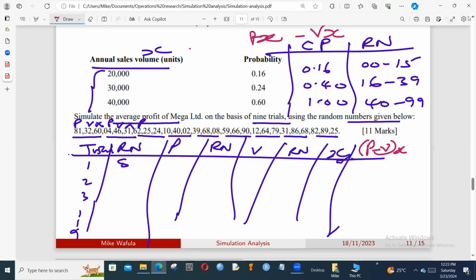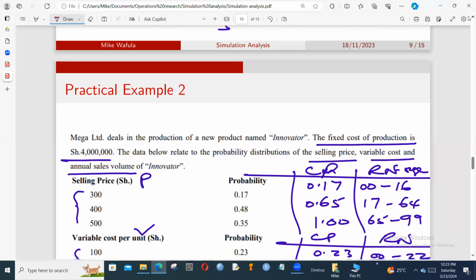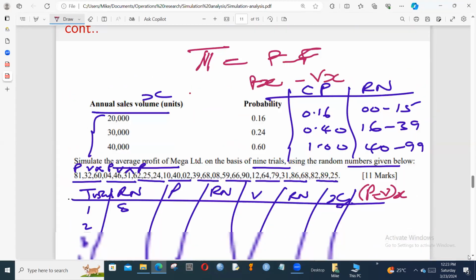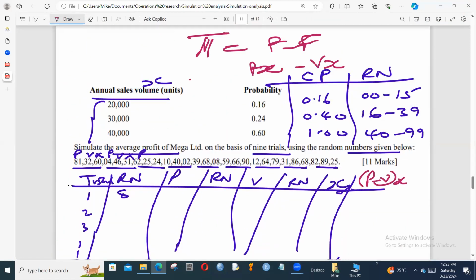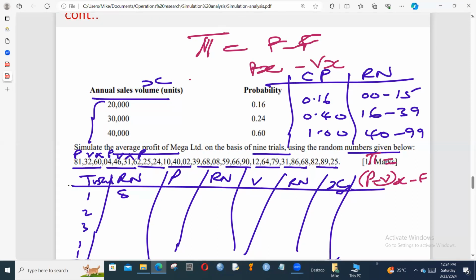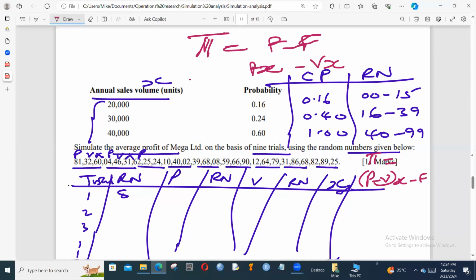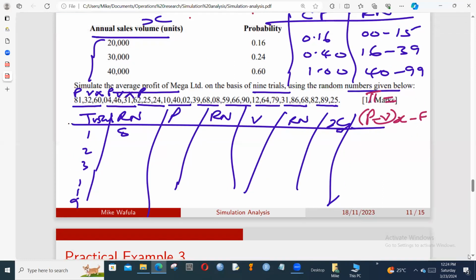Then we are talking of fixed cost. I gave you a value of what? Fixed cost of production is 4 million. So we minus that fixed cost. So this is what is going to be the profit equal to. Good. Now let's begin first of all creating a worksheet so that we fill in. So let's create a worksheet with the trials, random number.